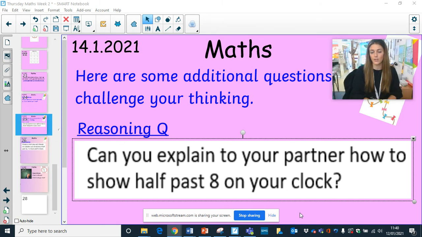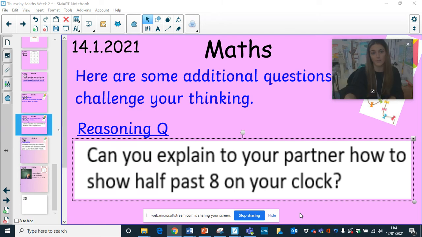Can you explain to your partner, so a person at home, or write it down, how to show 8:30 on your clock? So you might want to draw that out, talk about it, or you may want to create your own clock and show that.